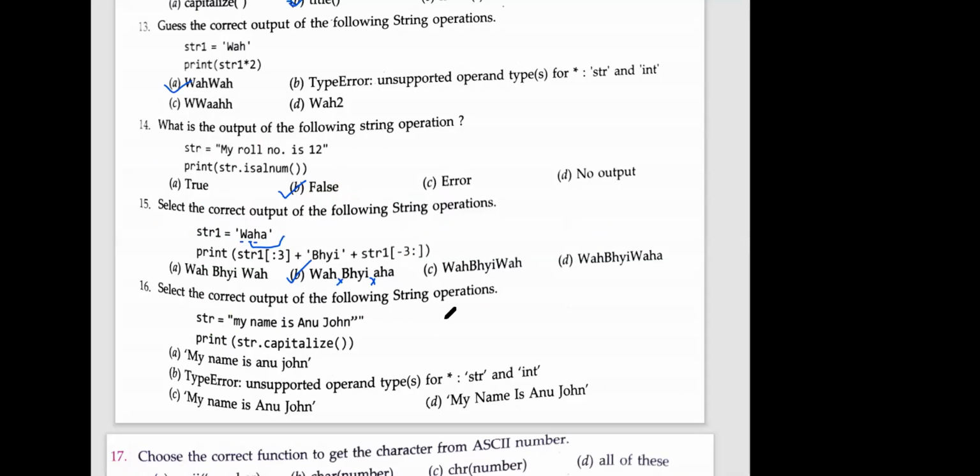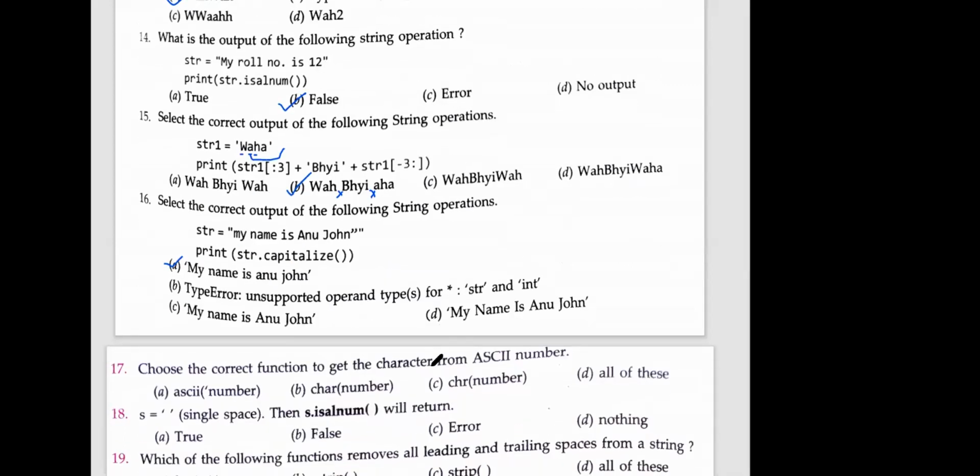Now let me know what will be the answer of this. A. Fine. Now I hope it is clear why it is A, because if it is Anu, John, and A and J were in capital, it is going to convert them to small letters. Fine. Then question number 17.